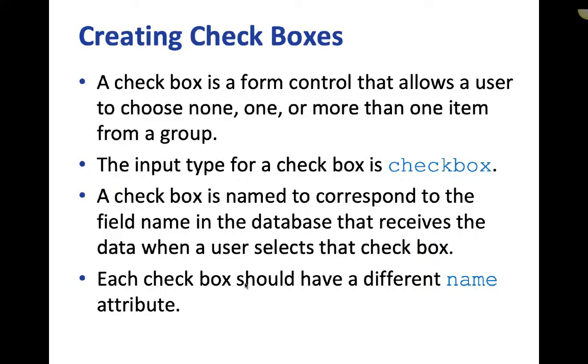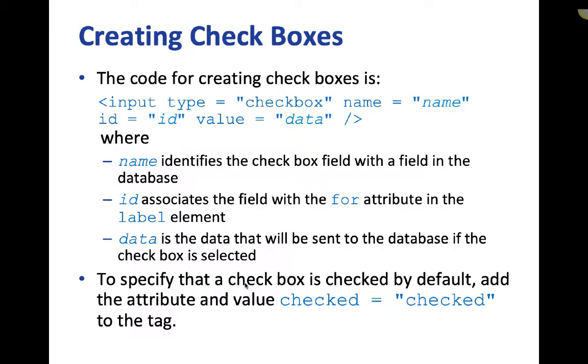Let's look at checkboxes next. Checkboxes allow users to choose none, one, or more of an item from a group. The input type is checkbox. The checkbox has a name that identifies the checkbox with a field in the database. The ID attribute is used for the label, and the data is the data that will be sent to the database if the checkbox is selected. To specify that the checkbox is selected by default, all you need to do is add the attribute checked and the value to set that particular checkbox as checked by default.